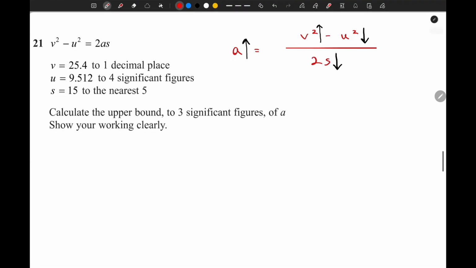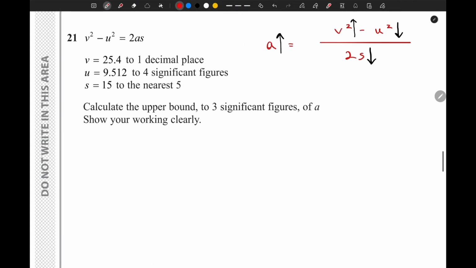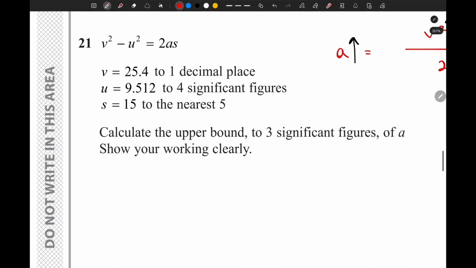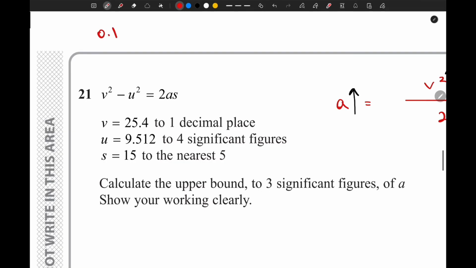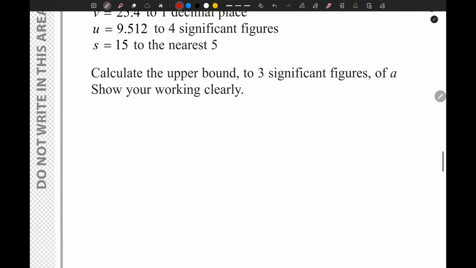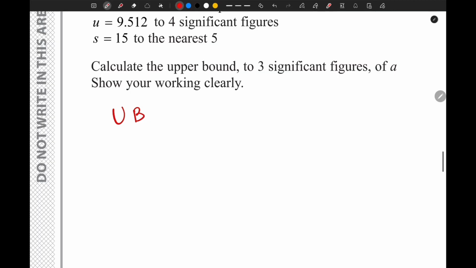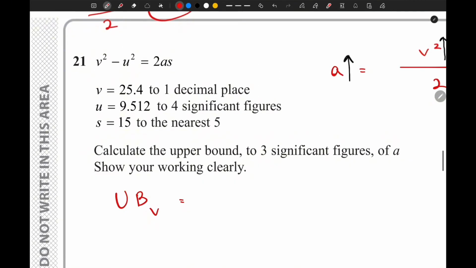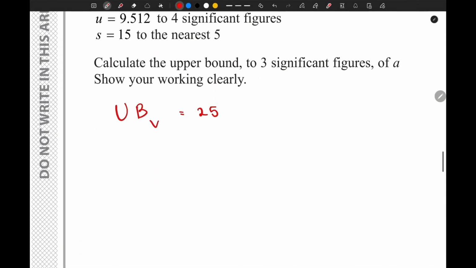So let's first find out the upper bound of v. We know that v is 25.4. It has been corrected to one decimal place. So it's basically 0.1. So 0.1 is our degree of accuracy. We need to divide this by 2, which is 0.05. If we add 0.05 to the value of v, we will get the upper bound of v. So the upper bound of v is 25.45.